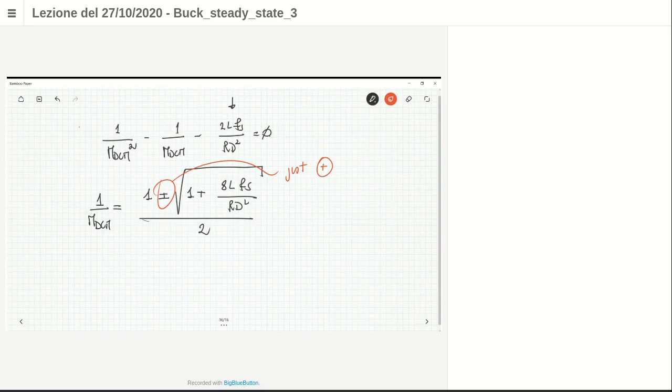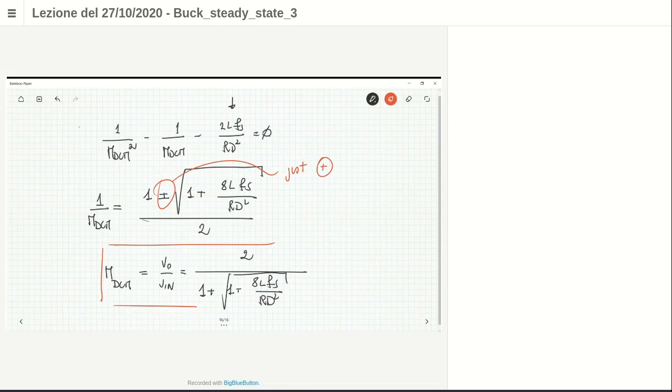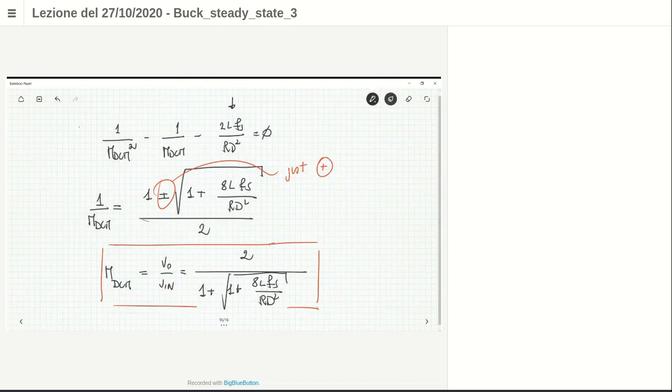Okay, and inverting this expression, we can say that M DCM, which is V naught over V in for the discontinuous conduction mode, will be 2 over 1 plus the square root of 1 plus 8 L Fs over R d squared. So, as you can see, this is not just a duty cycle as happens in the CCM. It's a much more complicated expression, even to derive if you want. It depends on several parameters, not only the duty cycle. In CCM, it's just D. Now, this expression also depends on the load, depends on R. It's a load-dependent expression.